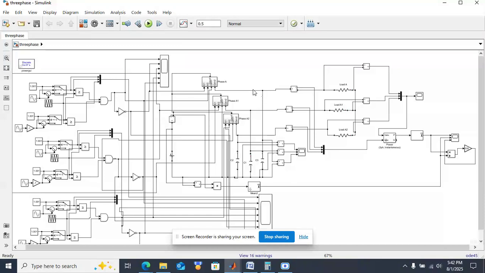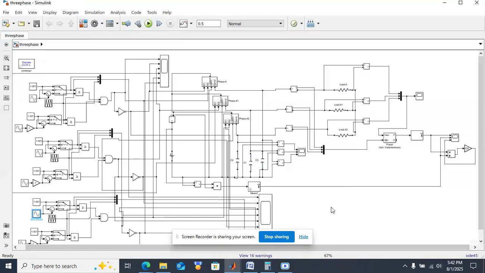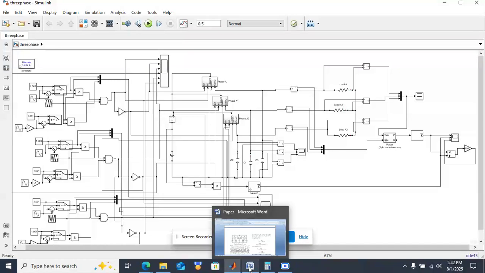Just by creating the differential voltage using these capacitors, we will get the output voltage. And by increasing or decreasing, or by controlling, the capacitor voltages, we can control the load voltage. That can be controlled by varying the amplitude of this reference signal. So this is the working of the single phase or three phase differential inverter.